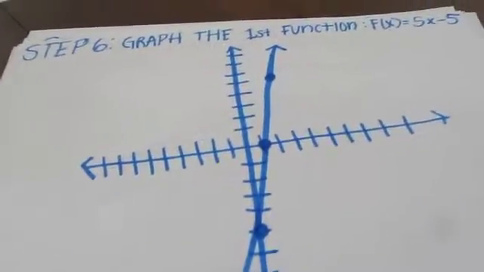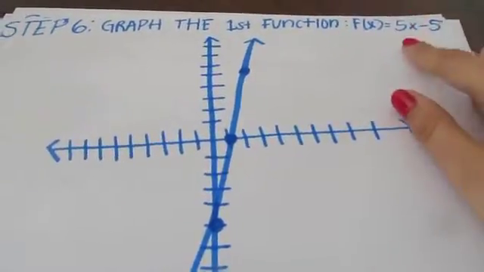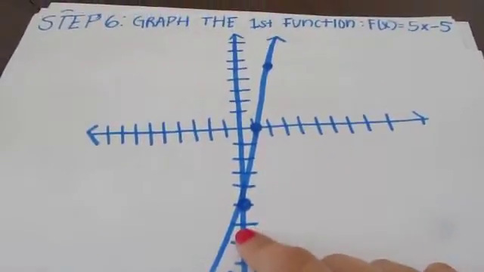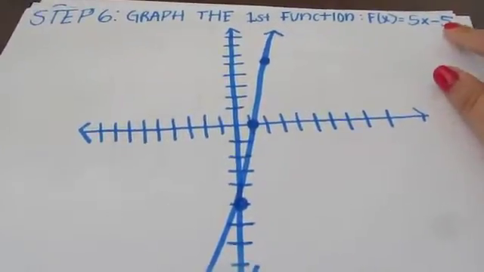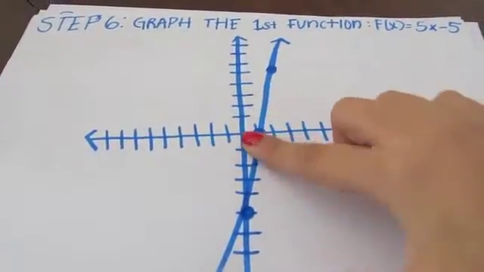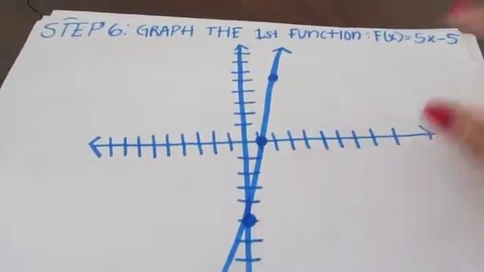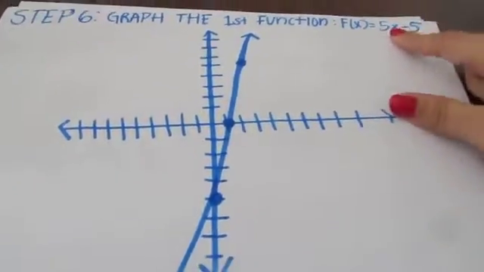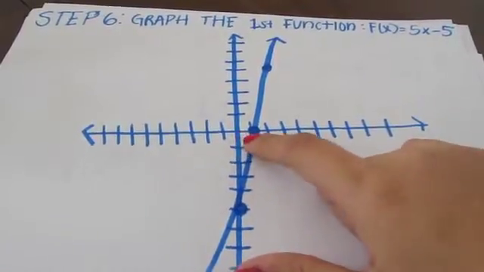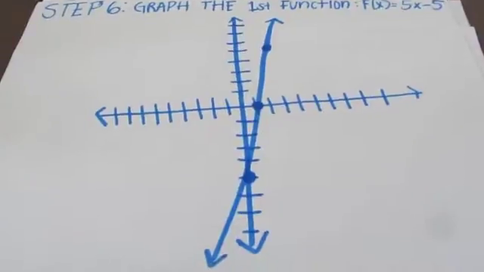Step 6 is to graph the first function. However, we are going to graph the original problem. So the first point we find on here is -5, which is on the y-axis. Here's the y-axis. We go down by 5, which is 0, -5. Next, here's 5x. So we go up 5 to the right 1 and do that again, up 5 to the right 1. And there's our first line on the graph.